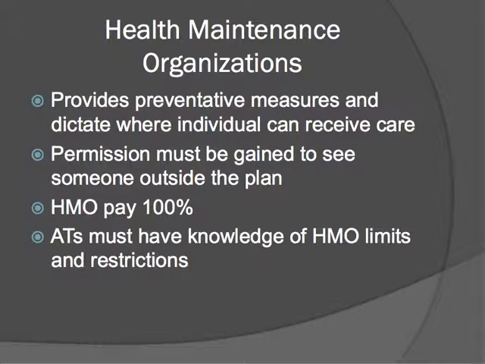is our HMO, our Health Maintenance Organization. It provides preventative measures and dictates where individuals can receive care. Permission must be gained to see someone outside of the plan, except in cases of emergency. The HMO will pay 100% of the cost if care is rendered within the HMO plan providers. Athletic trainers must have a working knowledge of the HMO limits and restrictions.